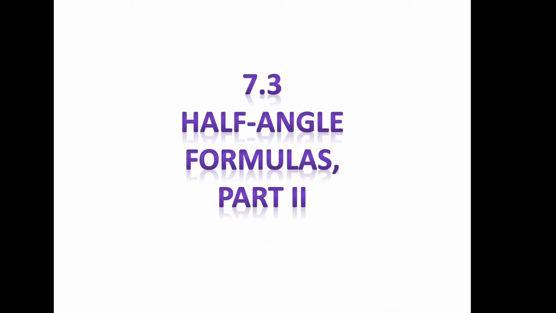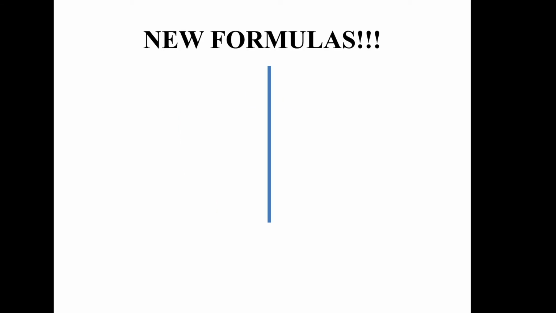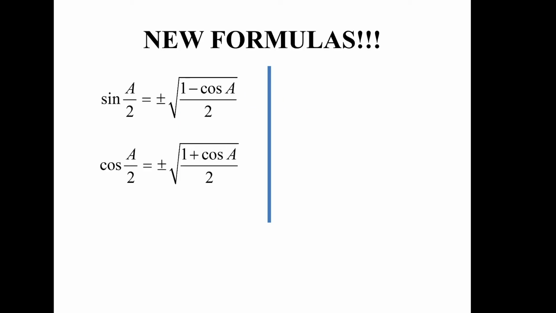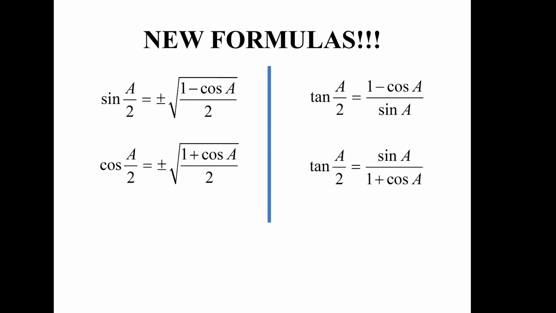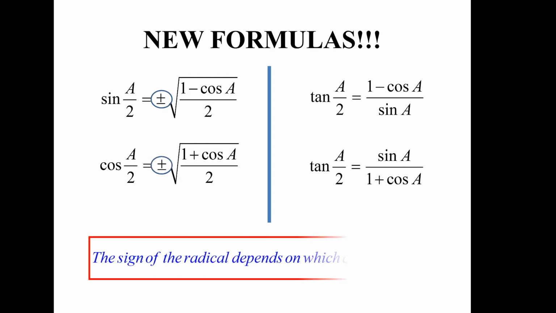Now the half angle formulas, part 2 of 7.3. Here's something you need to know. For half angle, sine A over 2 equals plus or minus the square root of (1 minus cosine A) all over 2. Cosine of A over 2 equals plus or minus the square root of (1 plus cosine A) over 2. Tangent A over 2 equals (1 minus cosine A) over sine A, and tangent of A over 2 can also be written as sine A over (1 plus cosine A). With the plus or minus, we have to be careful: the sign of the radical depends on which quadrant A over 2 is in.